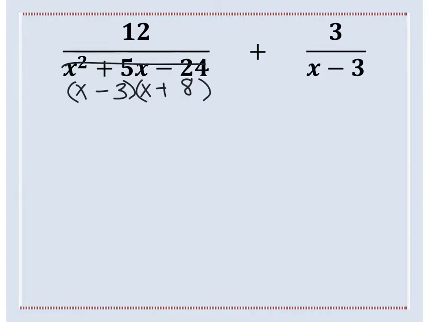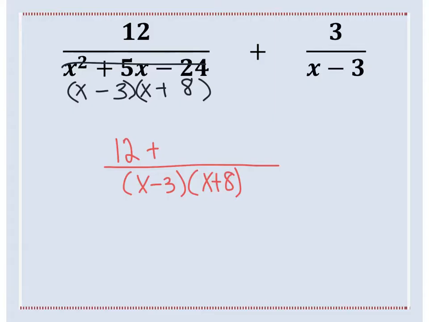So now, what are my different things on my denominator? What is my least common denominator? x minus 3 and x plus 8. My first fraction, it has both of those. So I actually do not have to multiply by anything. I just bring down the 12.